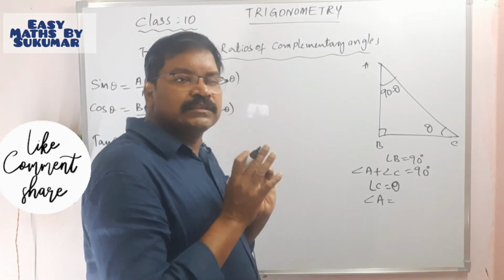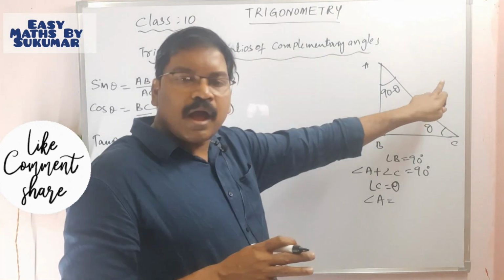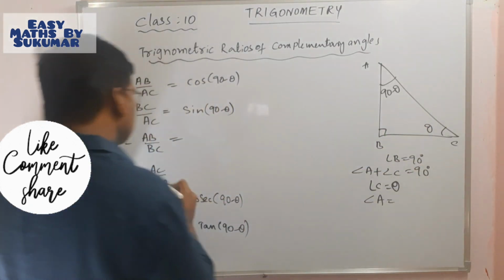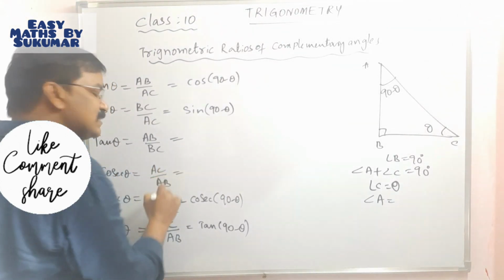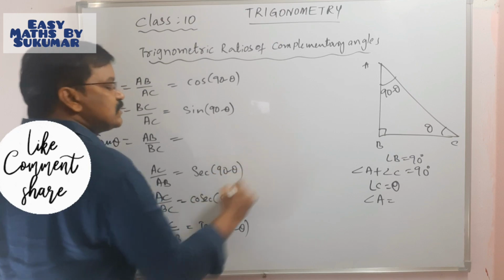See here, secant theta. Secant theta means hypotenuse by adjacent side, that means AC by AB. So this AC by AB is equal to what, my dear students? This AC by AB is equal to secant 90 minus theta.